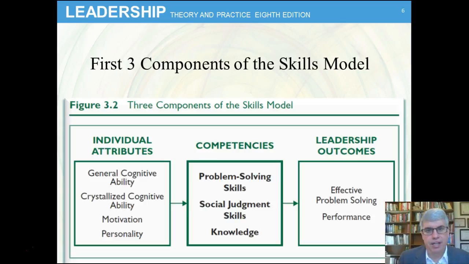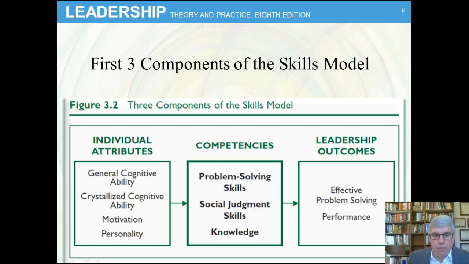So what is this skills model? There's 5 elements, 5 components to the skills model. So let's start off with looking at the first three components here. So we talked about the outcomes. That's what we want leaders to accomplish. That would be effective problem solving. That would be performance. That would be everything that's involved in getting people to work towards that common goal. It's accomplishing that goal. So the skills model is interested in performance, getting the things done, achieving those goals.